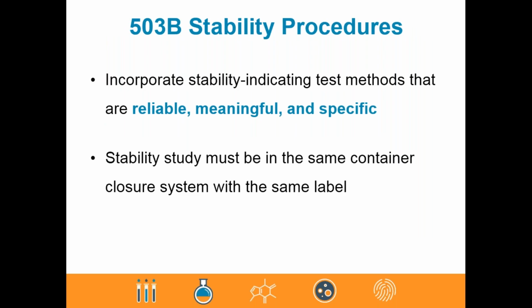The draft guidance also says that the test method must be reliable, meaningful, and specific. What do they mean by reliable, meaningful, and specific? It means the test method needs to be fully validated for the specific preparation being tested. Make sure that you're aware of that if your laboratory of choice is using test methods that meet this criteria. It also says that the stability study must be in the same container closure system with the same label.